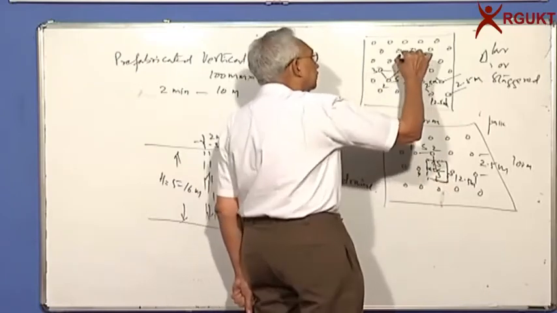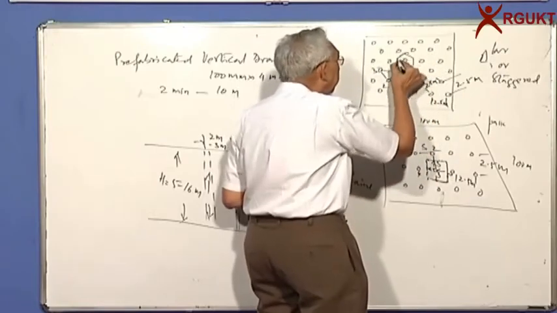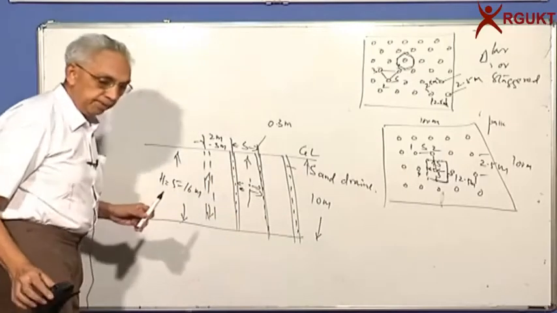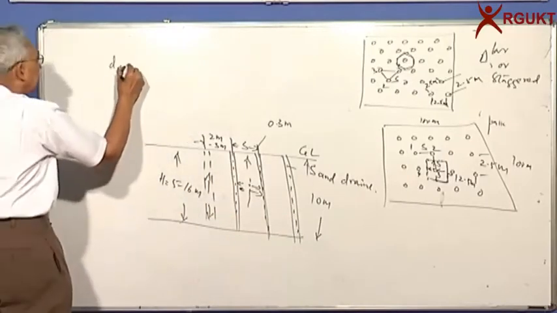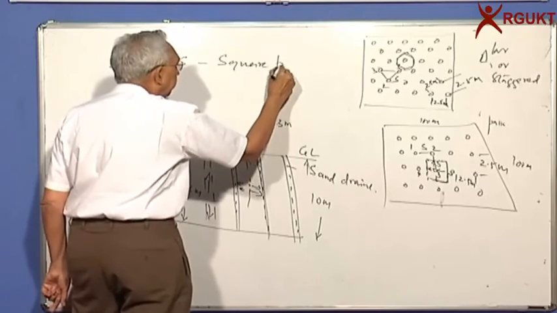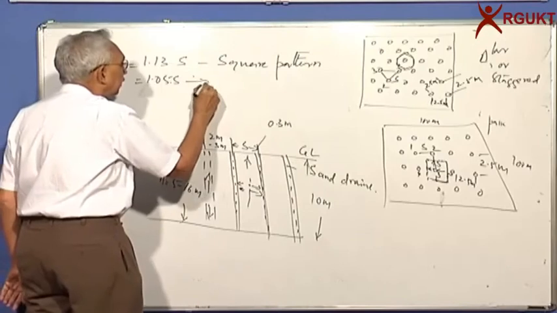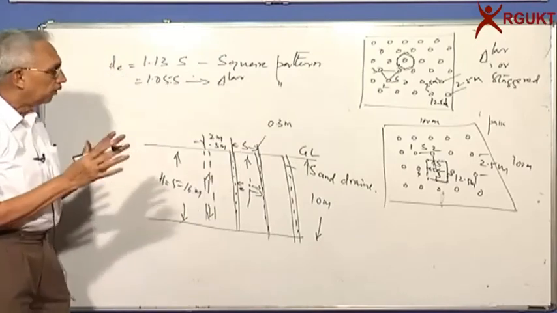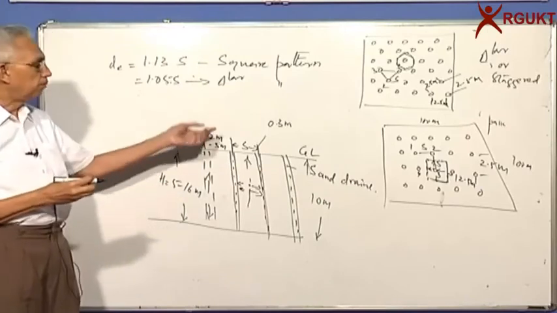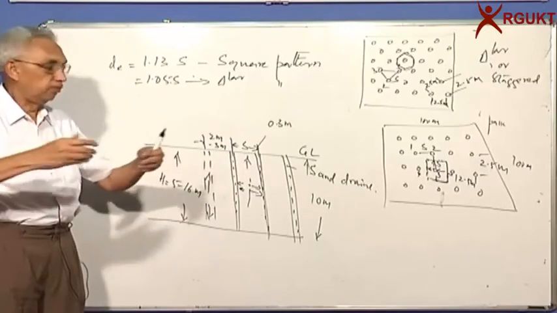In this case, the zone of influence is a hexagon, and we convert them into an equivalent circle. If you do that, the diameter of the equivalent circle is equal to 1.13 times the spacing for the square pattern and is equal to 1.05 times S for the triangular pattern, which means all the water within that cylinder will flow towards the drain and not to the top. Maybe a little bit from the ends, but 99% or 95% will flow horizontally.